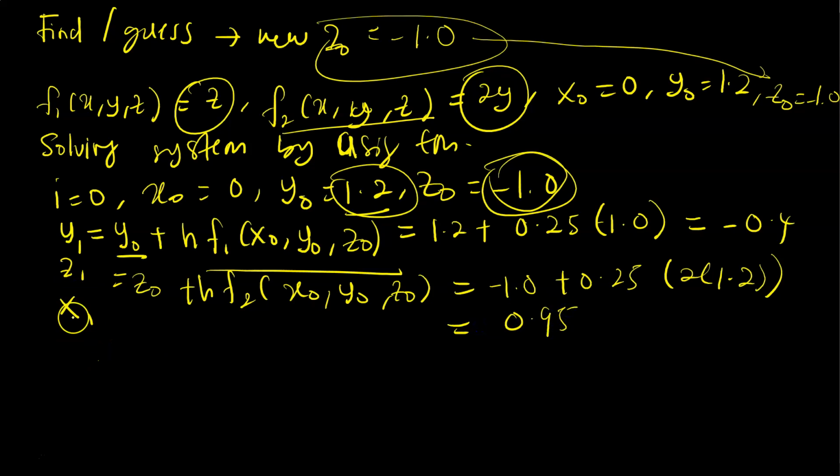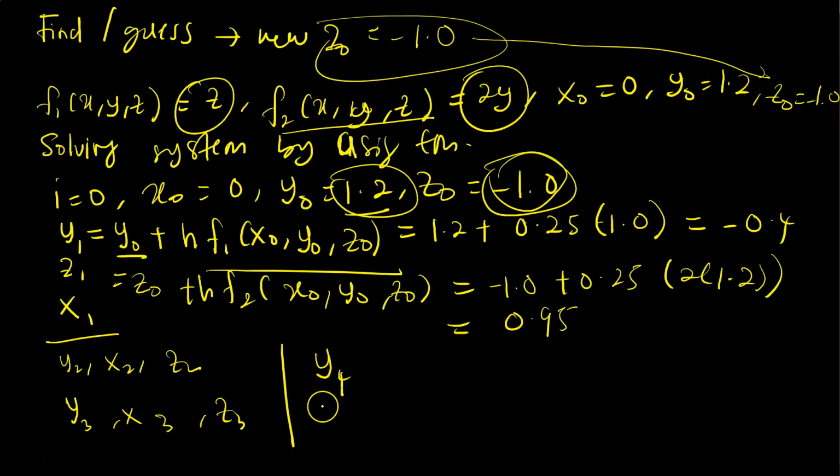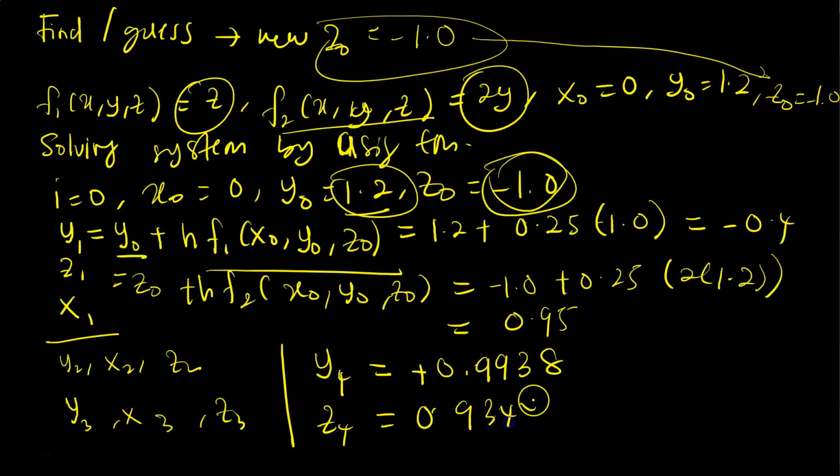And then you have to repeat the same process to get Y2, X2 and Z2, Y3, X3 and Z3, and also the last one you will get Y4. The answer is equal to positive 0.993, and your Z4 equal to 0.9344, your X4 equal to 1.0.